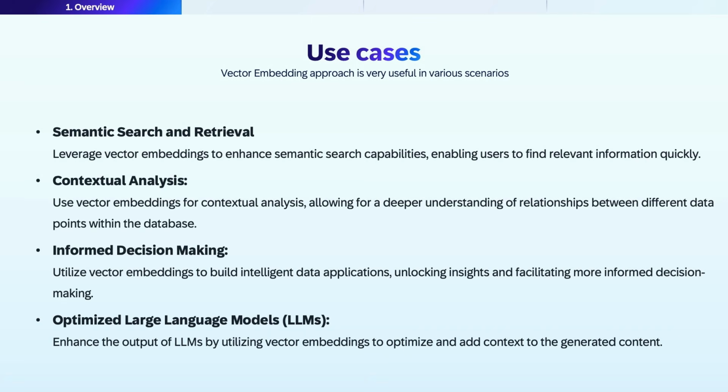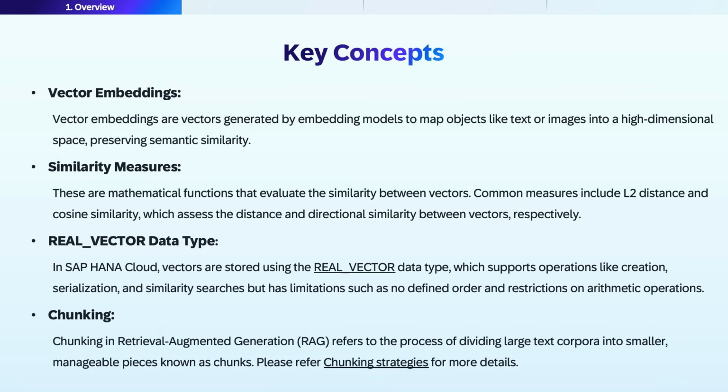To have a better understanding of RAG, it would be beneficial to understand some of the concepts. Vector embeddings are the numerical representation of text or image into a highly dimensional space, and they are generated by embedding models. While generating these embedding vectors, models preserve semantic similarity. Similarity measures are functions which evaluate the similarity score between different vectors. This assesses the semantic difference between vectors. Some of the common similarity measures are L2 distance and cosine similarity.